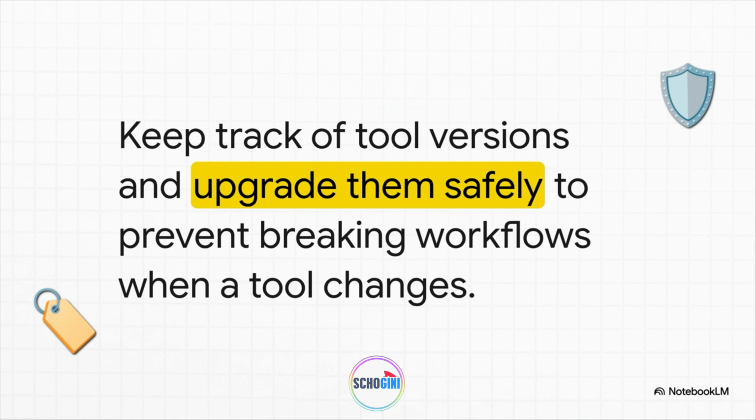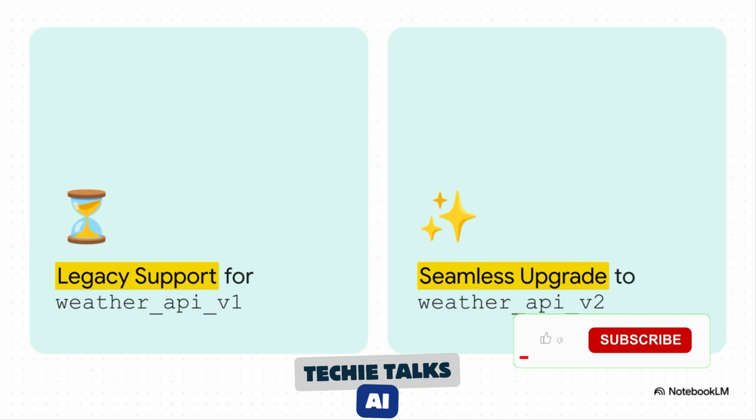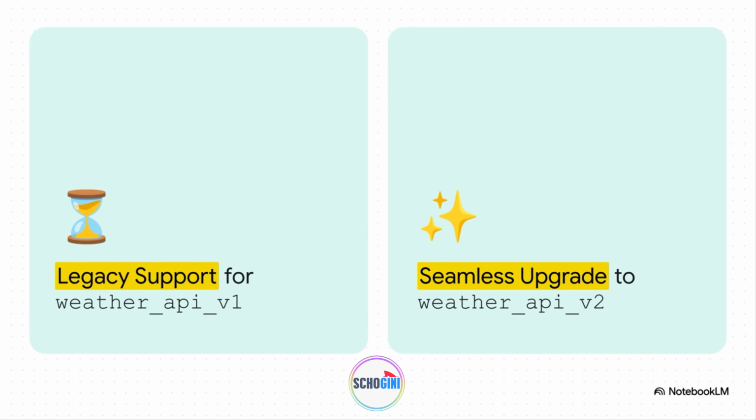How cool is that? And finally, we have a pattern that is all about long-term health and stability. Versioning. Look, tools get updated, APIs change. It's a fact of life. Versioning is just a system for keeping track of those changes so that when a tool gets an update, it doesn't accidentally break all the old workflows that were relying on it. For example, when a new Weather API v2 comes out, you don't just throw out the old one. A smart system keeps version 1 around to support all the old processes. Meanwhile, new tasks can start using all the cool new features in version 2. It ensures a nice, smooth upgrade path instead of total chaos.